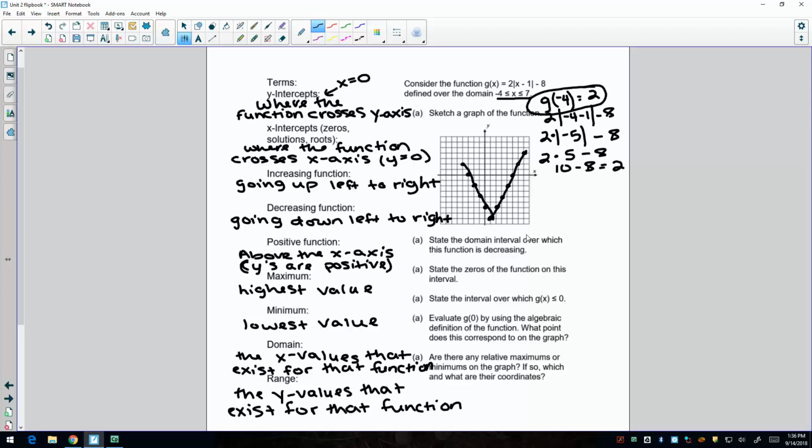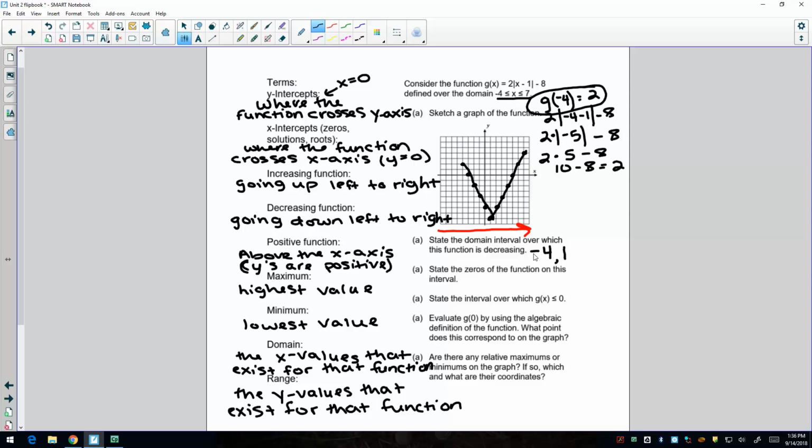It says state the domain interval over which this function is decreasing. So remember, whenever we read a graph, we read left to right. And whenever you read in English in general, you read left to right. So where am I going down? I'm going down from the start, which we started at -4, all the way until we got to 1 on the x-axis. And it says domain interval, so that's why I'm looking at the x's. So I went down from -4 to 1.